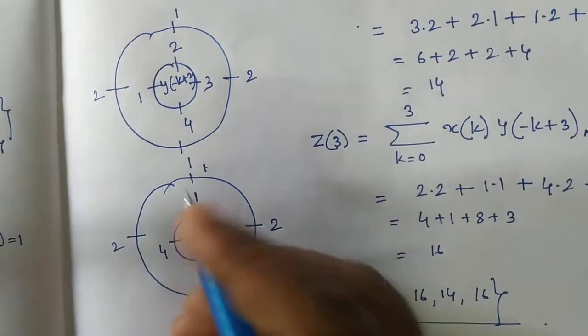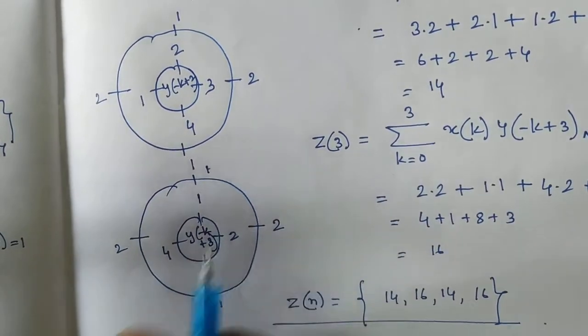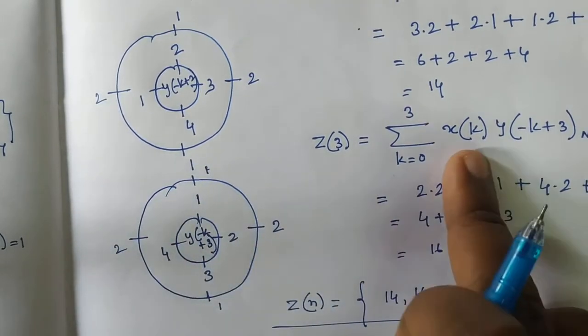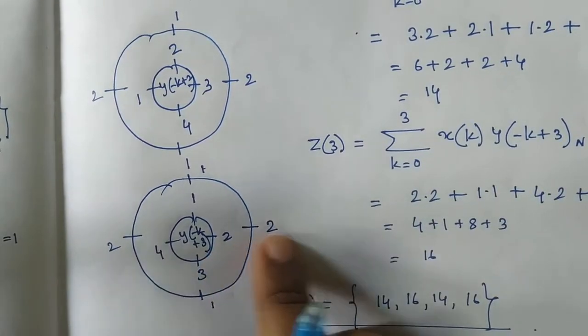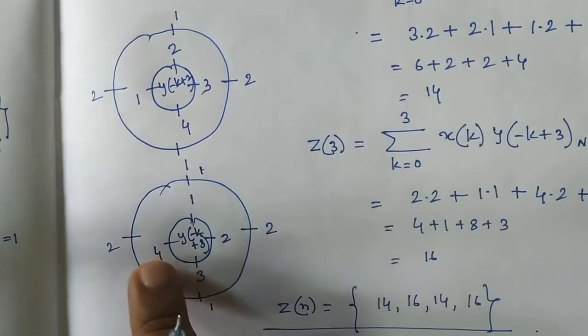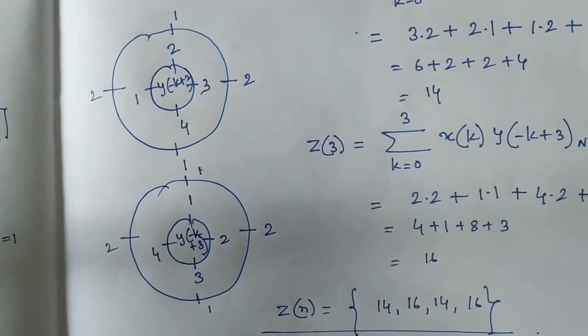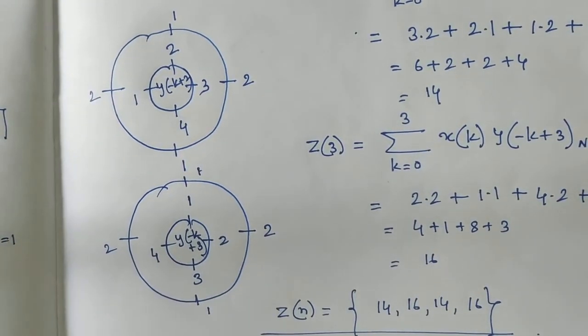Same way, this is y of minus k plus 3, the inner circle, and the outer circle is xk. So xk multiplied with y of minus k plus 3. 2 into 2, 1 into 1, 4 into 2, plus 3 into 1. So it's 16. So we get all the values of z0, z1, z2, and z3. We put it here. This is our circular convolution using the concentric circle method.